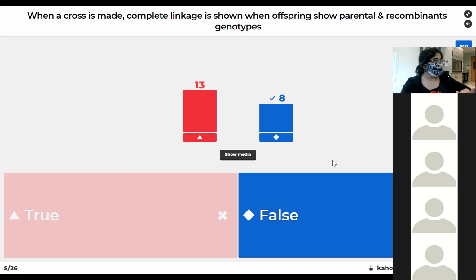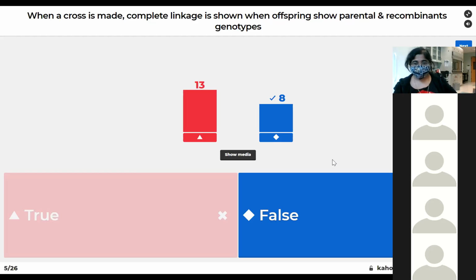I have a lot of people saying true. So guys, complete linkage means that there is no recombination occurring between them, right? Like there couldn't be any, or it would be very low to see any. So you would only see the parent genes, right? Does that make sense?